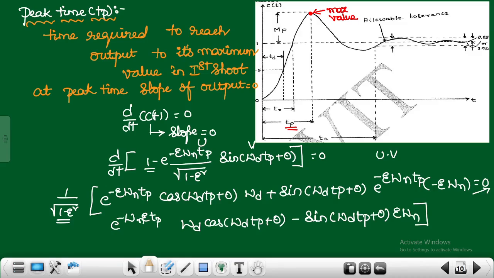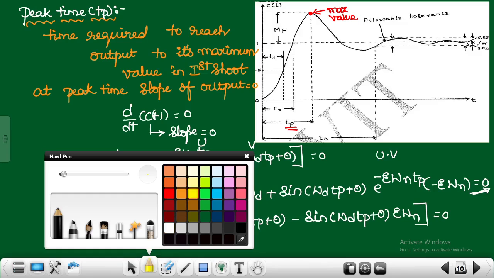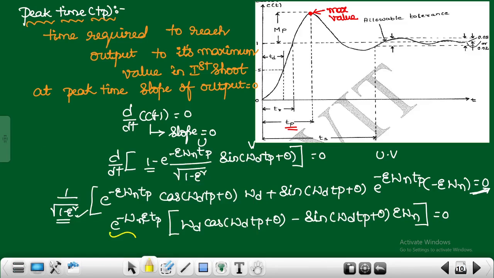So this is the part we are having. I separated this term and brought this term to multiply here, so it will be 0. Here also you have two parts: one part is this, and the other part is this. Definitely the first part will not become 0, because Tp has a finite value. So it will not become 0. The second part must be equal to 0.